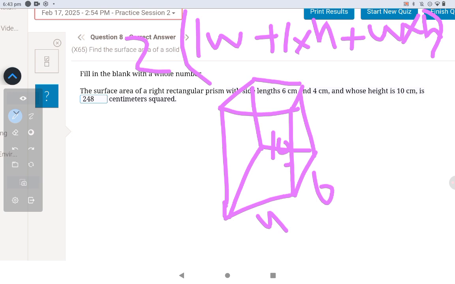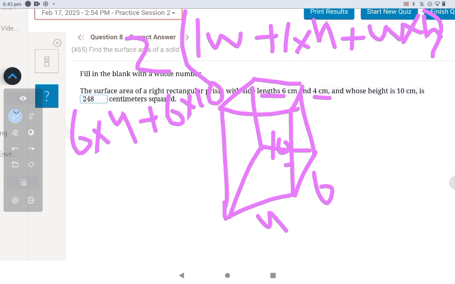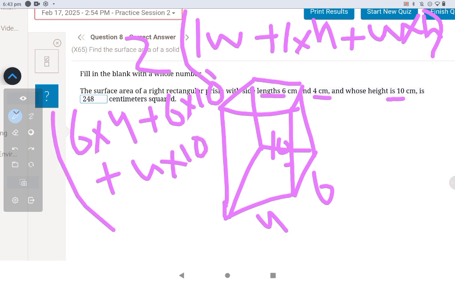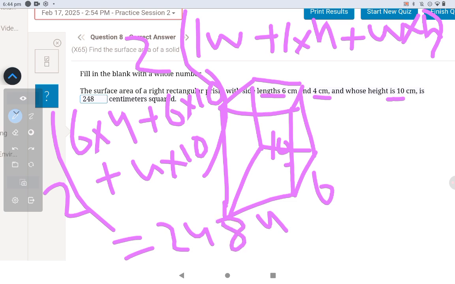Now let me replace them here. Length times width: the longer one is considered the length here and the shorter one is the width, so 6 times 4, plus length times height, 6 times 10, plus width times height, 4 times 10, all of that multiplied by 2. What do we get? We get 248. Yes, 248 centimeters squared. That's it.